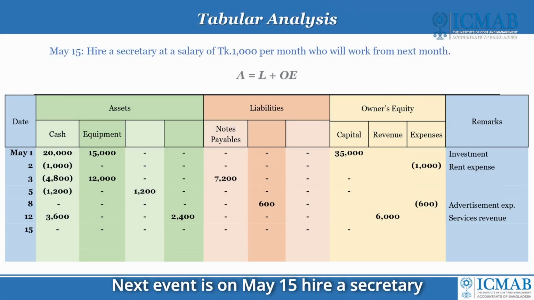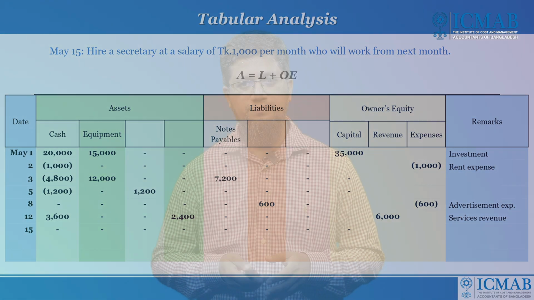The next event is on May 15: hire a secretary at a salary of Taka 1,000 per month who will work from next month. Look, this is not a transaction, this is an event, because due to this event no financial condition has been changed, so we do not need to put this information in the accounting equation.